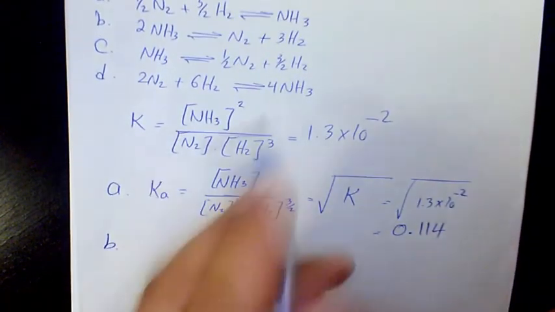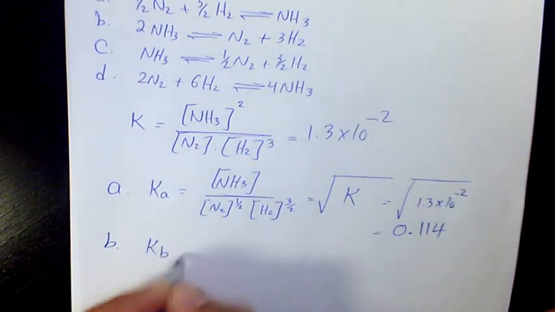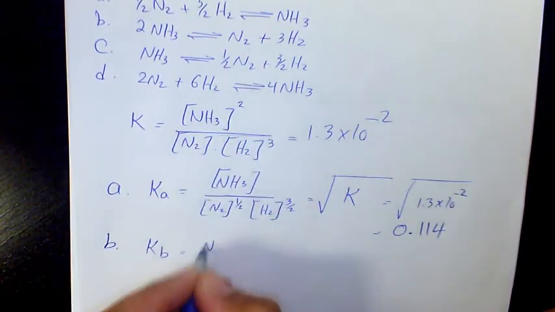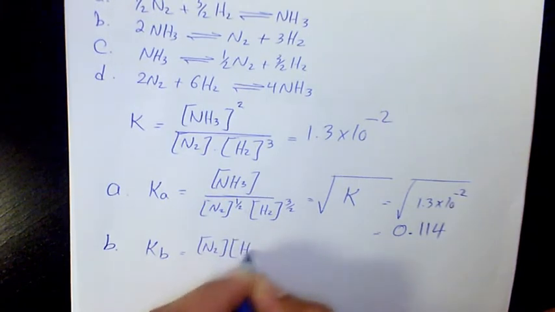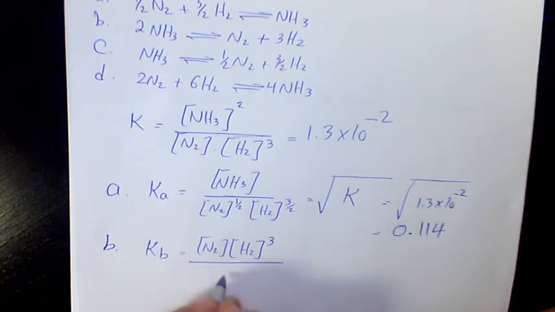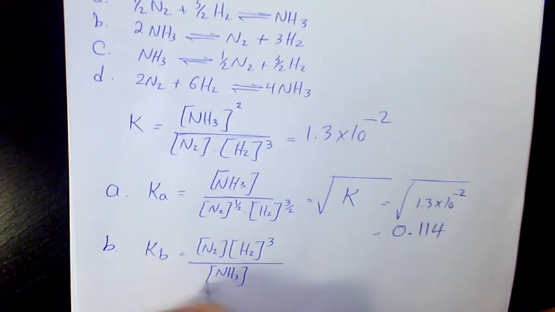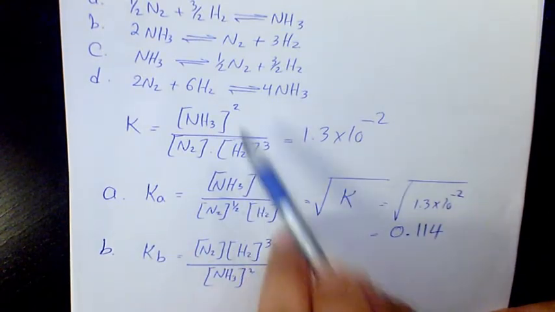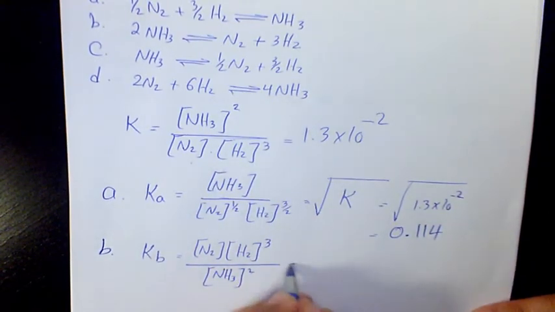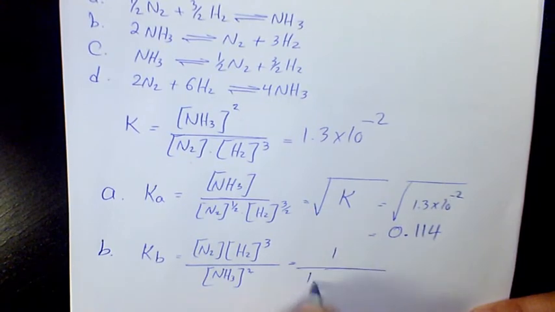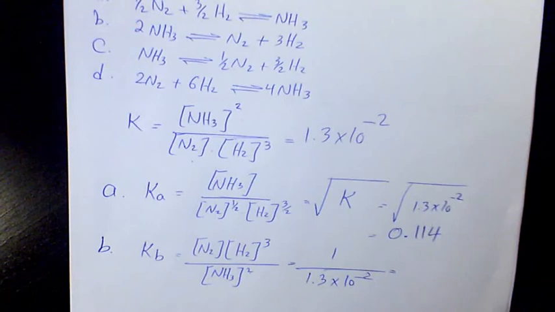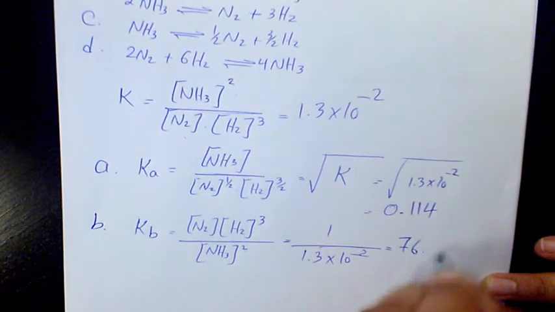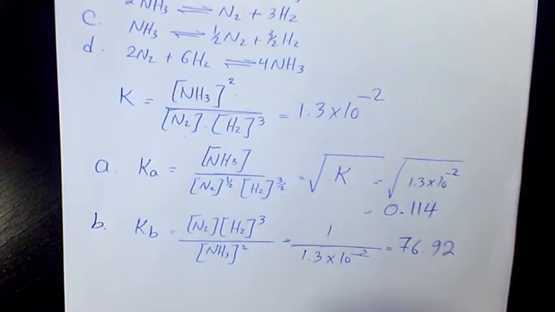Part B. It says Kb. That's going to be the products first. N2 times H2 to the power of 3 divided by NH3 to the power of 2. Now if you compare it with the K, it is like upside down. So we just change the numerator and denominator. So it means that the answer is going to be 1 over 1.3 times 10 to the power of negative 2. So that will be 1 divided by 1.3 times 10 to the power of negative 2. That's going to be 76.92. So that's the Kb.